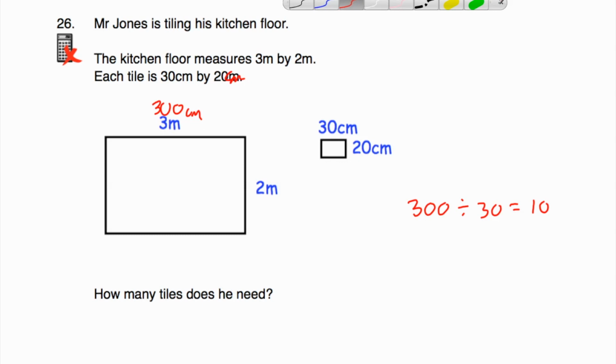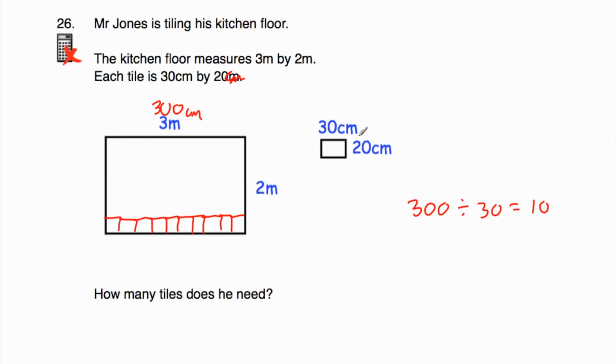So let's do that. There's going to be 10 tiles in each row. So 1, 2, 3, 4, 5, I'm halfway, 6, 7, 8, 9, and then 10. So there's 10 tiles in a row. So that's how many tiles are in each row. Now we just need to see how many rows there would be.